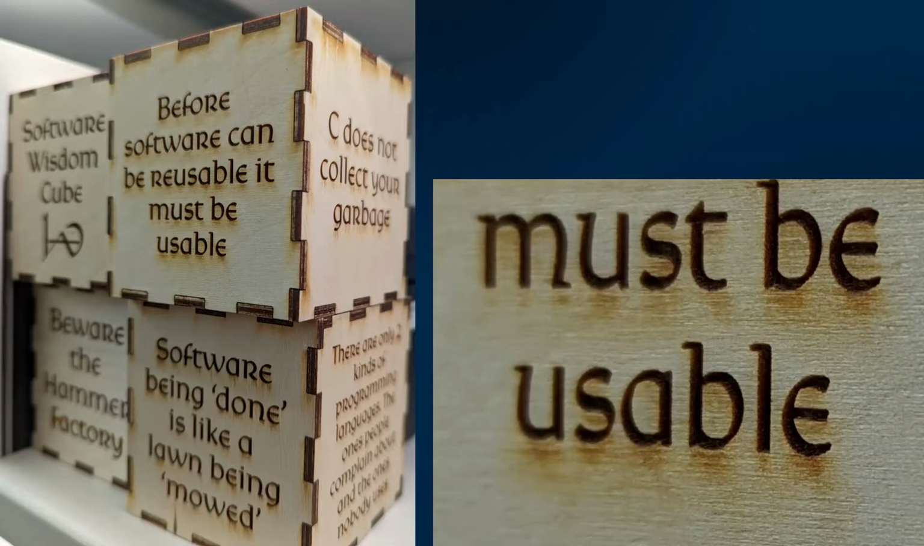If you actually look at the image on the left, you see the before, "software can be reusable, it must be usable," it has the stains. To the left of that, it says software wisdom cube. That has no stains. The only thing that you have to do is just cover the material with something protective. Masking tape works absolutely great. In fact, the cheaper the masking tape, the better. The laser just blows right through it, and any of the exhaust that would stain the material stains the tape instead, and then you just pull the tape off. No problem.